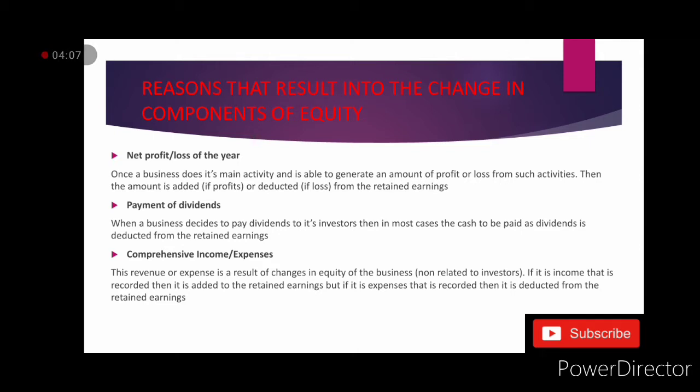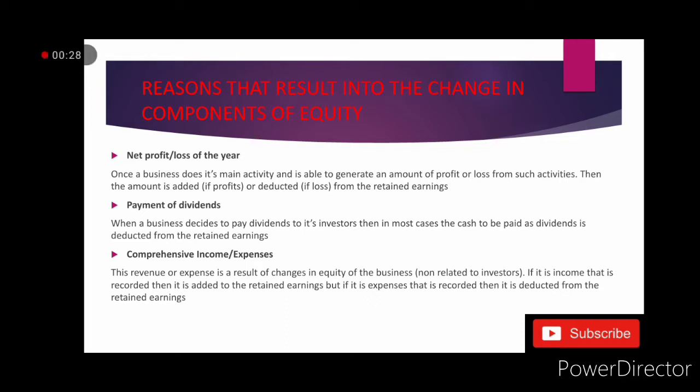Now, checking out component number 3, which is the comprehensive income or expenses. This revenue or expense is a result of changes in equity of the business, not related to investors. We've already covered this in the video concerning the income statement and other comprehensive income. If it is income that is recorded, then it is added to the retained earnings of the business. But if it is expenses that are recorded, then it is deducted from the retained earnings. So the comprehensive income or expenses works in a similar way to the net profit or loss of the year.